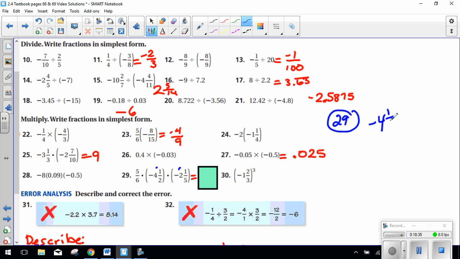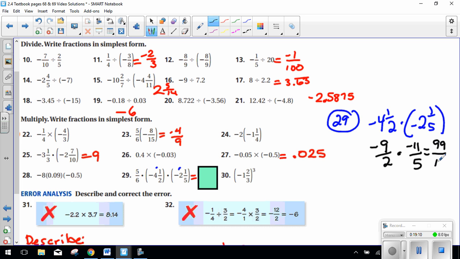negative 4 1/2 times negative 2 1/5. So making them improper, 2 times 4 is 8, plus 1 is 9. Negative 9 over 2 times 5 times 2 is 10, plus 1 is 11. So negative 11 over 5. So I can't cross reduce any of these numbers, so I'm going to leave them as they are. So I multiply straight across. Negative times negative is positive. 9 times 11 is 99 over 10.